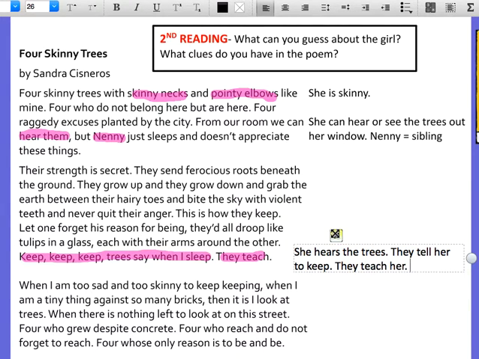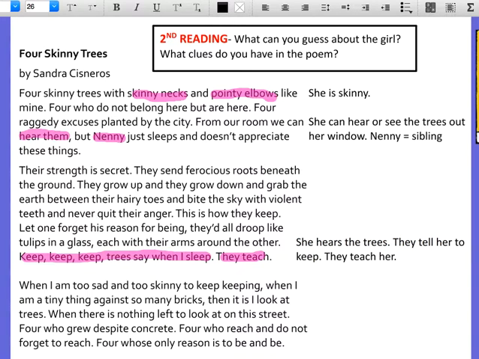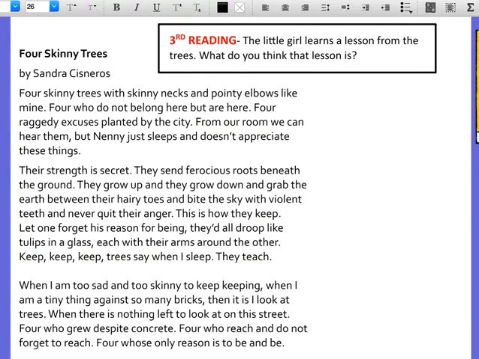Okay, so if you haven't marked what I've marked so far, please take a moment to do that. And then pause the video and mark any of your other inferences that you can make about the little girl in this third stanza. Okay, so hopefully you have marked all of your inferences about the trees, as well as all of your inferences about the little girl, our speaker. This third reading is where we're going to actually start to identify the theme. And the way we're going to do that in this poem is to look at what the trees teach the little girl. Because that lesson that they teach the little girl, that's going to be our theme.